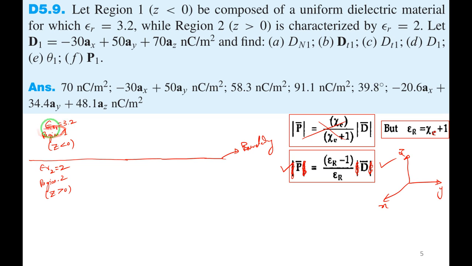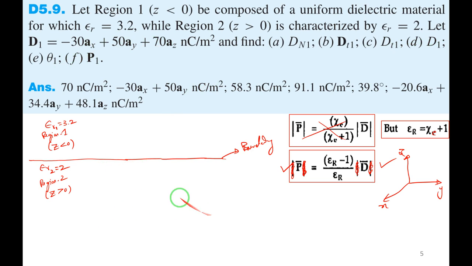So this is one dielectric material in region 1, and this is another dielectric material in region 2 having epsilon R2. This is the boundary. Let the D1 vector be given. Then find DN1, the vector DT1, the magnitude D1, theta 1, and so on. All these things we have to find out. Just keep this diagram as it is right now.